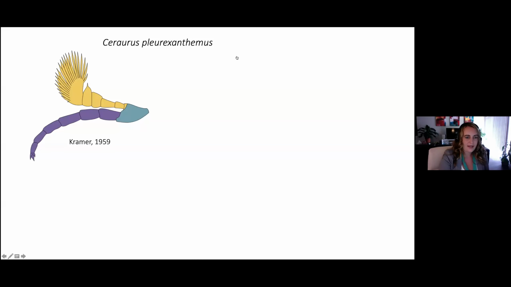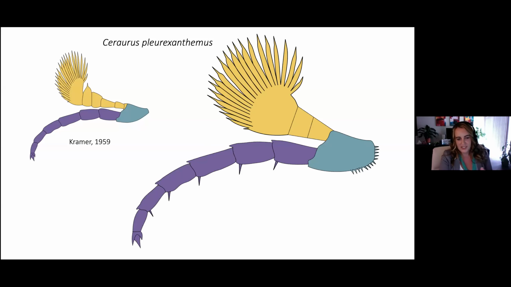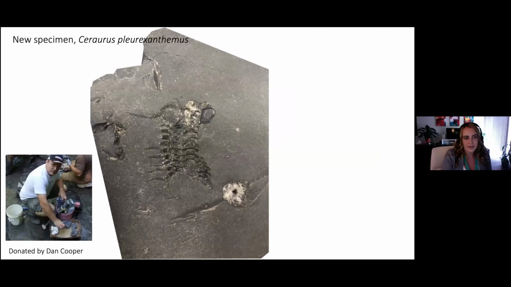If we look back at the 1959 version of Cearis, I have some updated morphology. Dashed lines indicate areas that will be continuing work, but we can see that there should be endites along the distal edge of each podomere, as well as potentially this dorsal spine. The protopodite should have a naphtha base on it, and the exopod might not have quite so many pieces to it. I will continue this work on the thin sections, but can now also pair it with a large new donation of new specimens made by Dan Cooper.